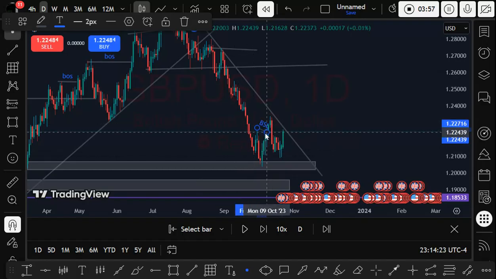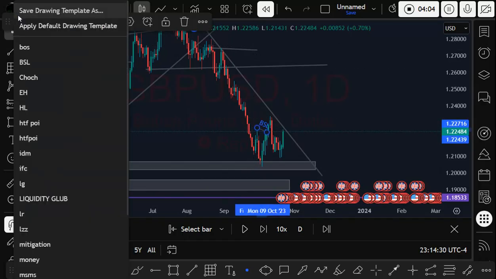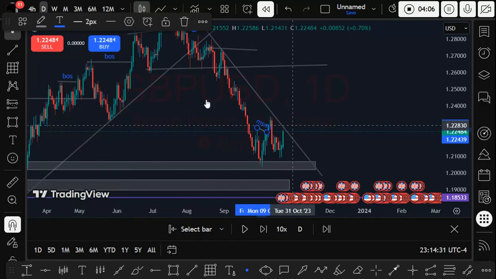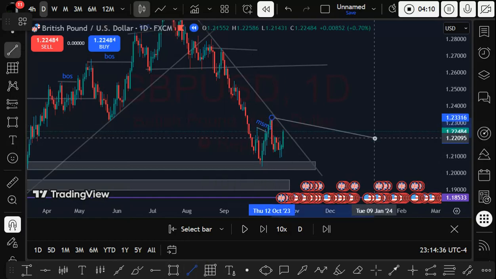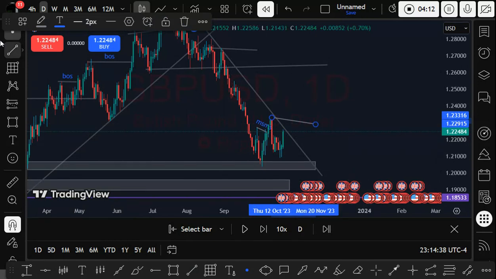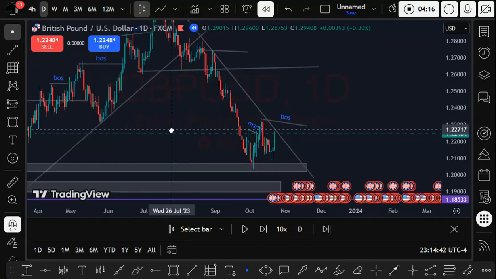So this is a market structure shift. Okay. So this here is going to be marked as a market structure shift here. Then this one here will be a break of the structure. Okay. This will be a break of the structure. So this is the one trade I'll be taking.